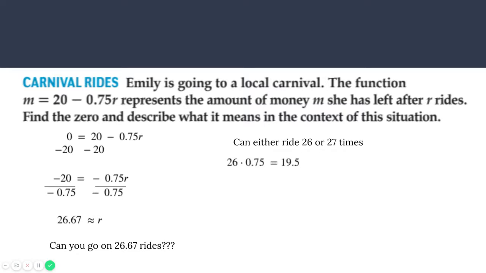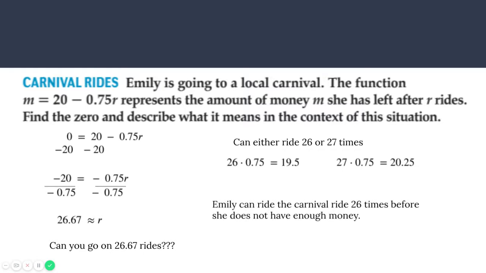So let's say she goes 26 rides. 26 rides times 75 cents each is going to be a total of $19.50. She went there with 20, so far we're good. Now let's check for 27 times. 27 rides times 75 cents each gives her $20.25. That's 25 cents that she doesn't have. So she can't ride 27 times. She's going to have to revert back into only being able to ride 26 times before she doesn't have enough money. And hopefully that makes sense.